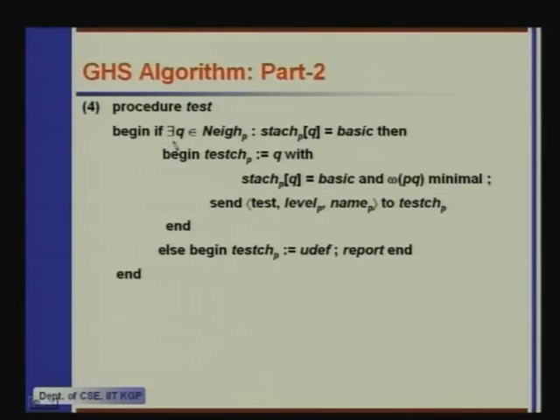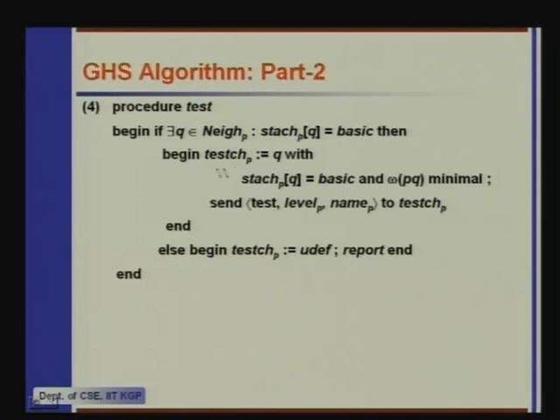So, first of all we need to test whether there is a neighbor which is still unexplored. So, it first checks this thing, this is checking whether there is any edge which is still not reject and not branch.